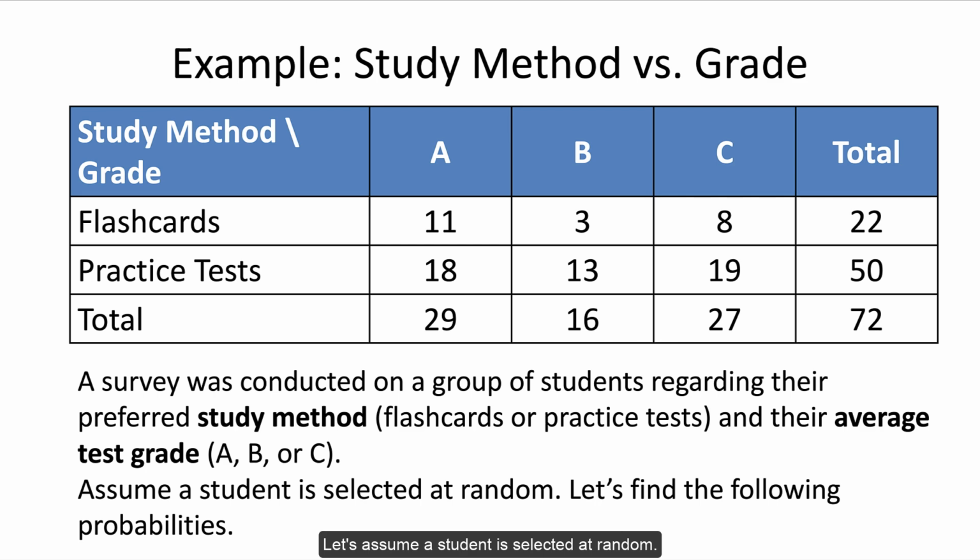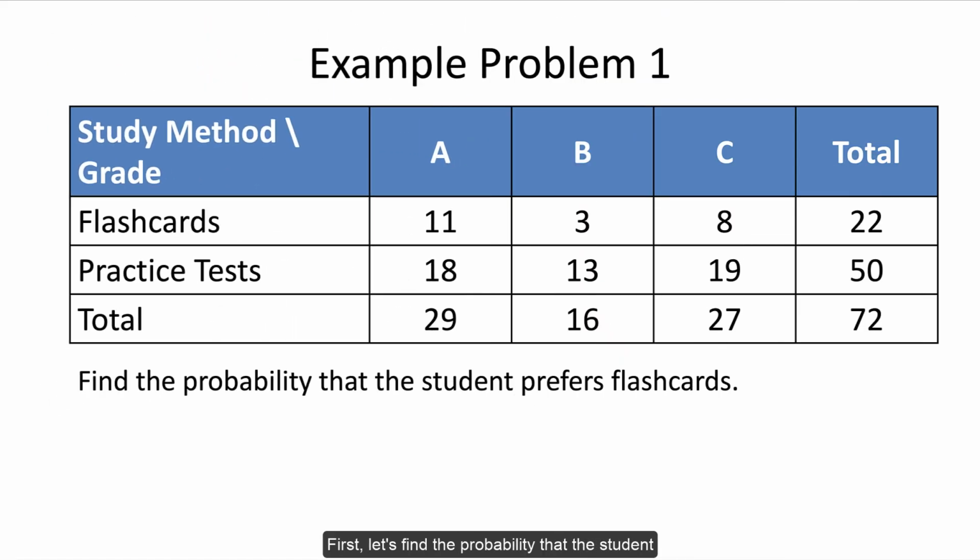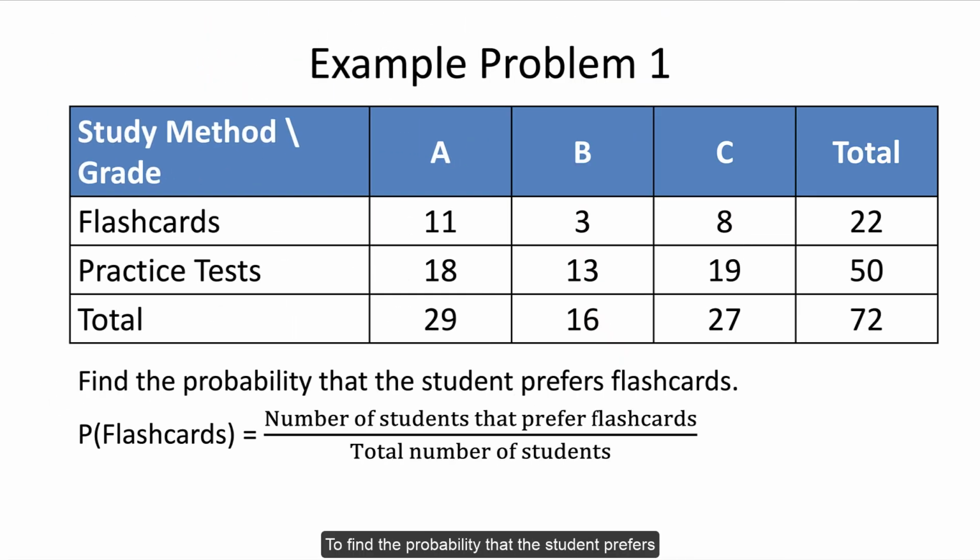Let's assume a student is selected at random. Let's calculate the following probabilities. First, let's find the probability that the student prefers flashcards. To find the probability that the student prefers flashcards, we want to know the number of students that preferred flashcards over the total number of students.